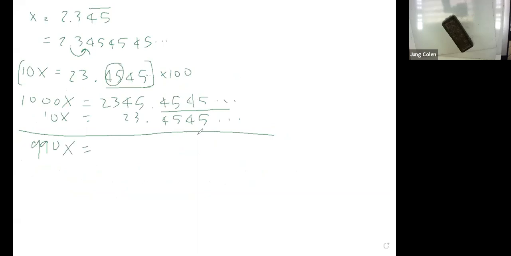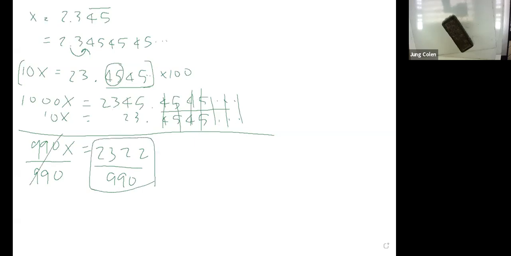What's 2345 minus 23? Well, of course, 454545, all of these are gone, right? We can just subtract the four numbers here. What is it? 2322. Divide both sides by what? 990. So x is equal to 2322 over 990.